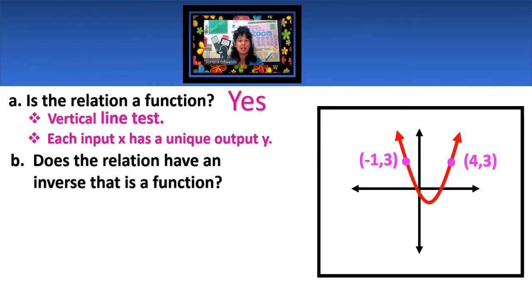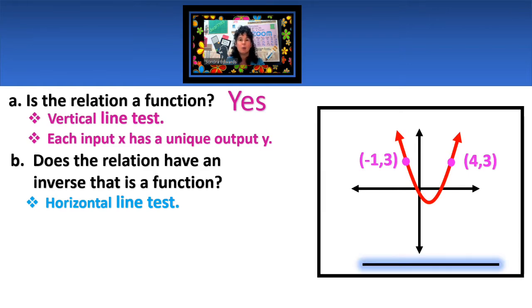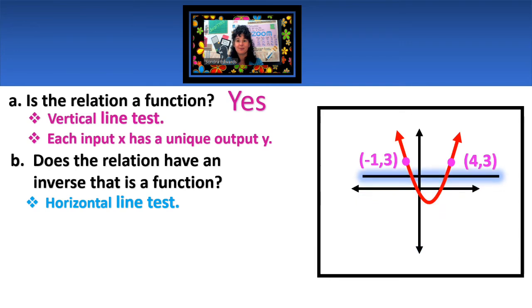Next, we want to know, does the relation have an inverse that is a function? The first way that you could determine that is to conduct the horizontal line test. That's a lot like the vertical line test, but we're just going to move a horizontal line from bottom to top. If at any time when we move that from bottom to top we're in contact with 2 points at the same time, then it's not passing the horizontal line test.